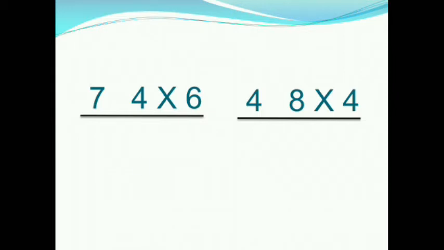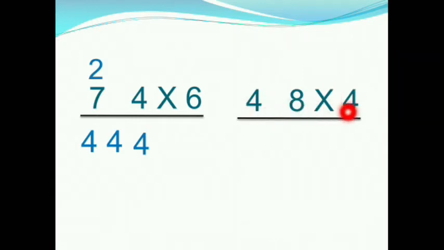Write 4 in units place and carry 2 to tens place. Next, we should multiply 6 and 7. 6 sevens are how much? Yes, 6 sevens are 42. 42 plus 2 is equal to 44. Write 44 in tens place. Therefore, the product of 74 into 6 is equal to 444. Children, see the next question.